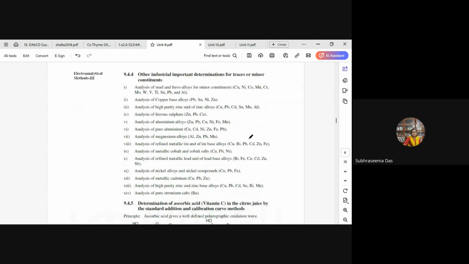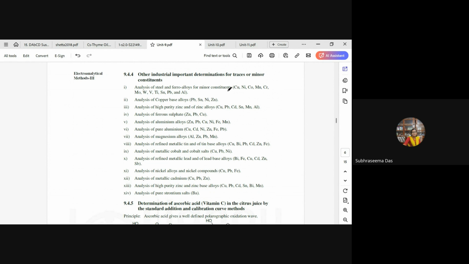So other industrial applications of polarography have been in the determination of traces of minor constituents. For example, it has been used in analysis of steel and ferroalloys for minor constituents such as copper, nickel, cobalt, manganese, chromium, molybdenum, tungsten, vanadium, tin, lead, and aluminium.